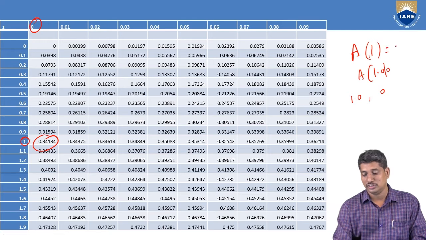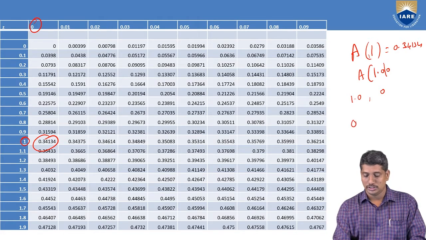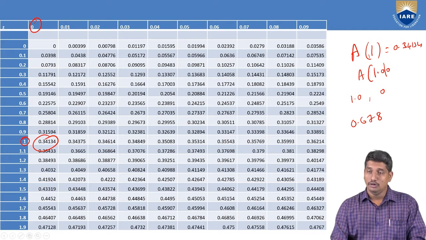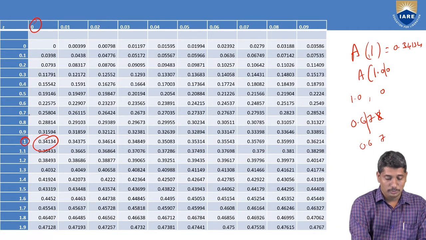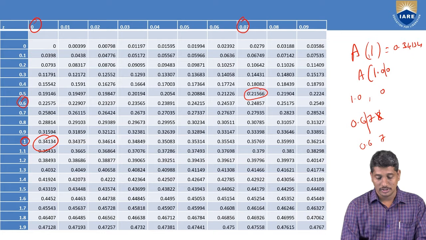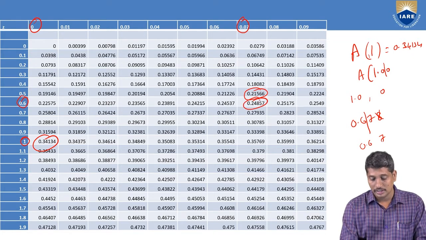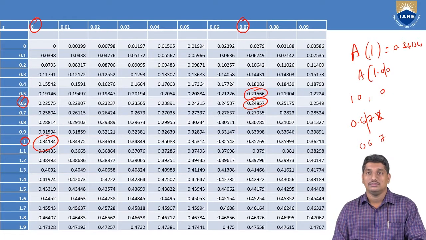That is why this value is 0.34134. Similarly, when you want to look at 0.678, you have to ignore the third decimal. You have to consider only the first two decimals and draw a dividing line: 0.6 and 7. 0.6 will be here, 7 will be here, and both meet at this number, and this is our table value. In this way we can look into the table values when using the normal distribution.